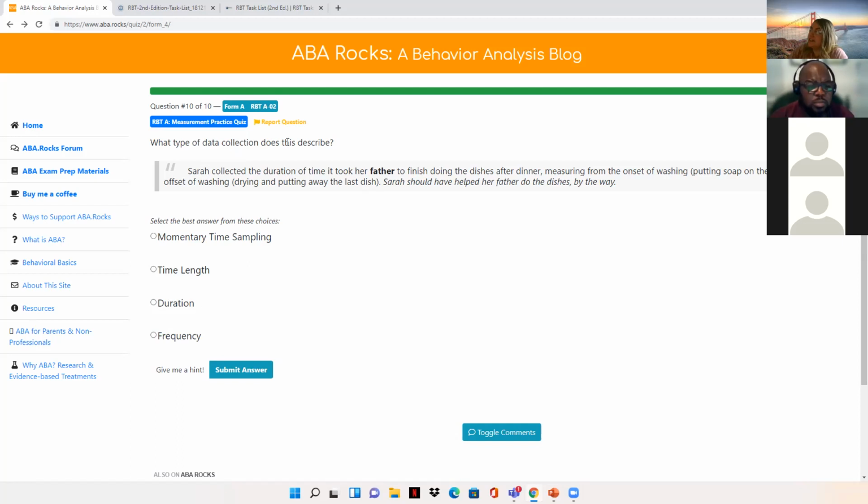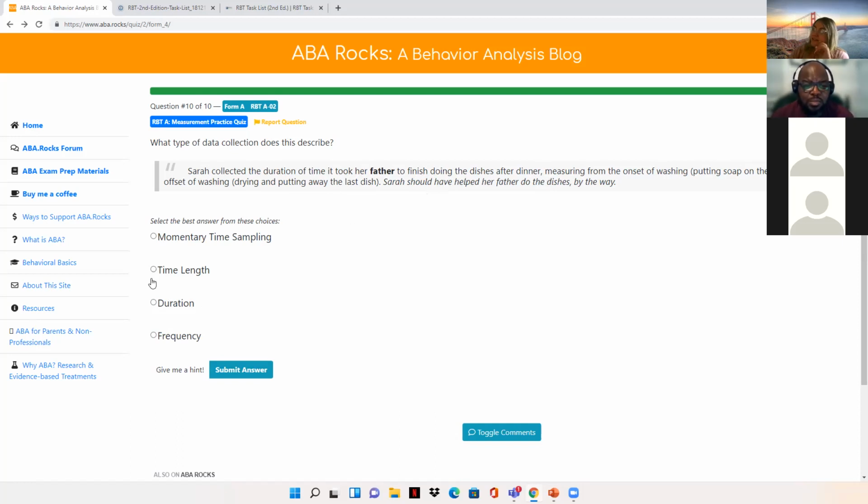What type of data collection does this describe? Sarah collected the duration of time it took her father to finish doing the dishes after dinner, measuring from the onset of washing, putting on the soap on the first dish, till the offset of washing, drying, and putting away the last dish. Sarah should have helped her father do the dishes, by the way.